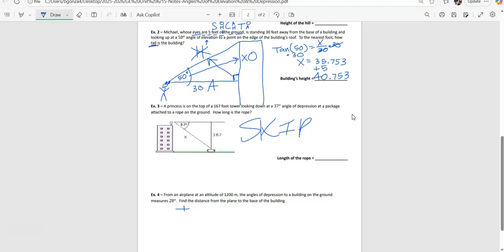Do it in a pencil. Don't worry. All right, so draw your airplane, and it has an altitude. That means straight up and down, 1200. And then it has an angle of depression, which means going down to a building on the ground that measures 28 degrees.